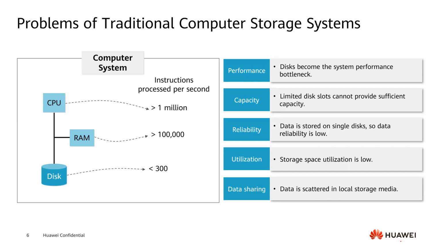So what are the problems of this kind of computer storage system? We can see them from five perspectives: performance, capacity, reliability, utilization, and data sharing. The disks become the system performance bottleneck. The limited disk slots cannot provide sufficient capacity, and the data is stored on single disks, so data reliability is quite low. Storage space utilization is low because only one PC can use this disk, and the data is stored locally and cannot be shared with other hosts. These are the problems of the traditional computer storage system.